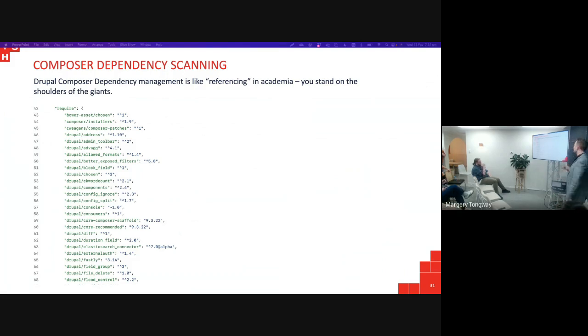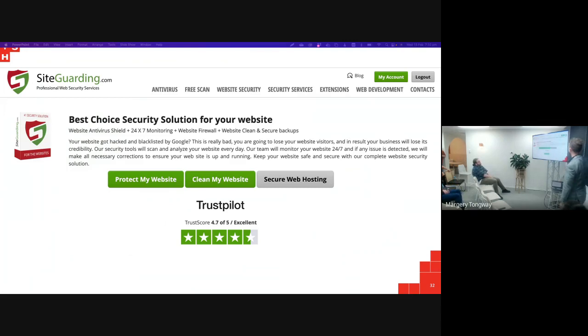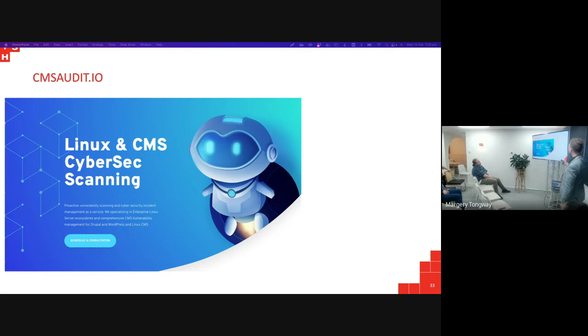And so we have to develop quite a lot of tools to do that. Site guarding is a really good tool that does any PHP, but it's a paid thing, but it's really cheap. It's 10 euros a month per site, a Ukrainian company. Famousaudit.io, started by a friend, also does the same thing.